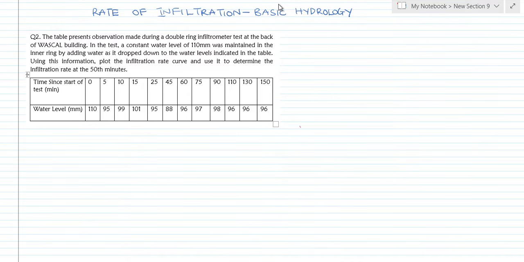In this video, we are going to look at how to find the rate of infiltration using the double ring infiltrometer test. This is an experiment done in hydrology to determine the rate at which water or precipitate infiltrates the soil. This test was done in the field and this data was taken. Now we are going to find the various parameters that the question is asking us.